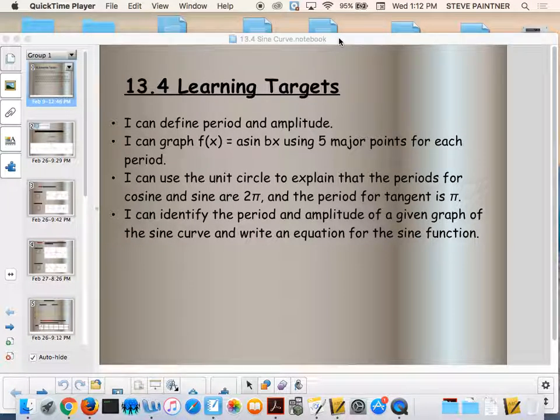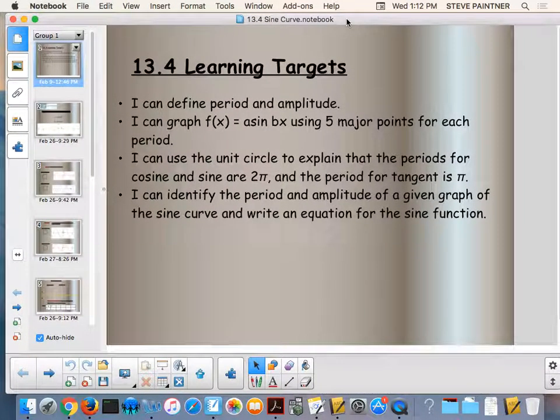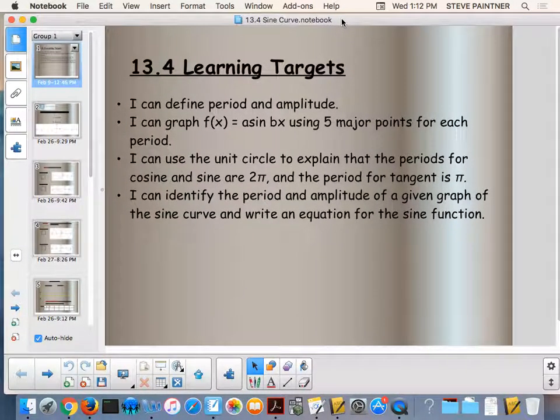My only question is, why do you have a senior conference in Algebra 2? You need to do it in some other class, not my class. Okay, here we go, guys.